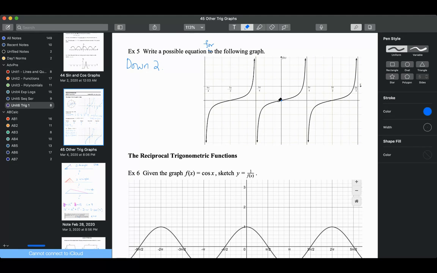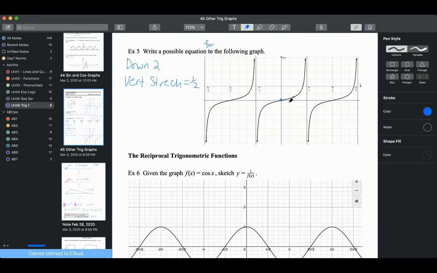And then normally we go over a quarter of a period and up 1, but that's not what's happening here. It looks like we go over a quarter of a period and up a half. And obviously we haven't given you any more specific values, so you just have to estimate on what you see. But that tells me that my vertical stretch is actually a shrink, and I'm going to call that a half.